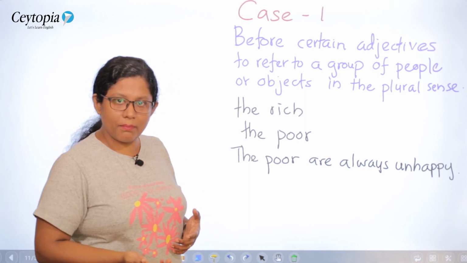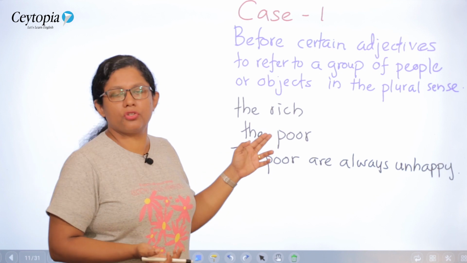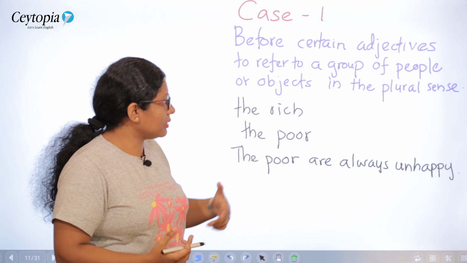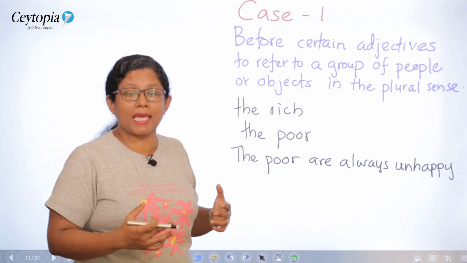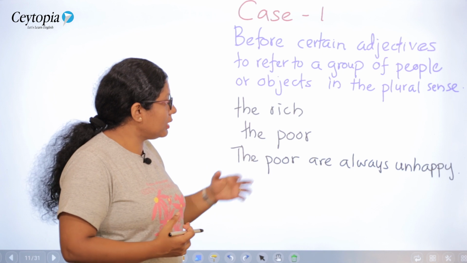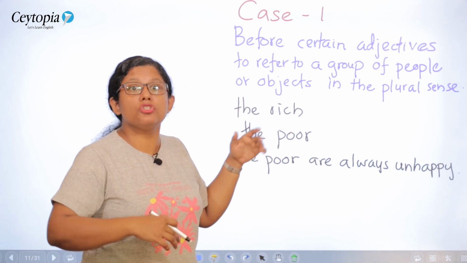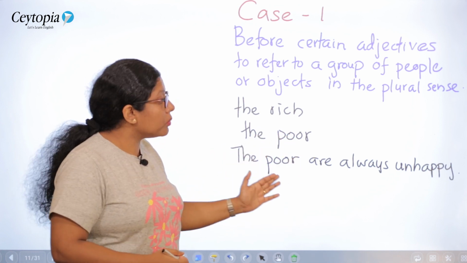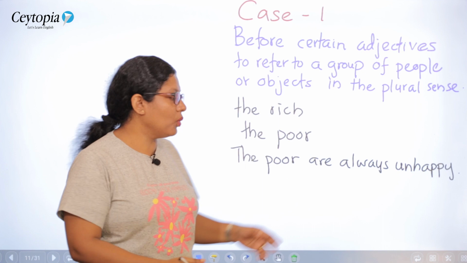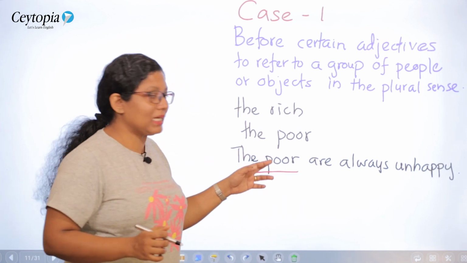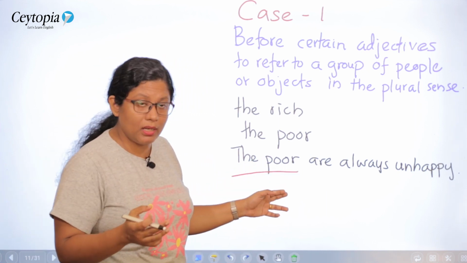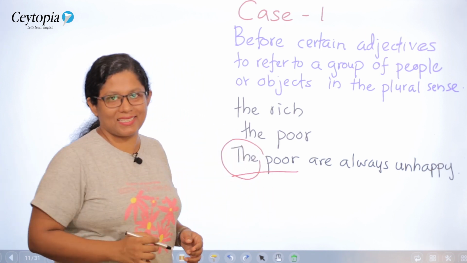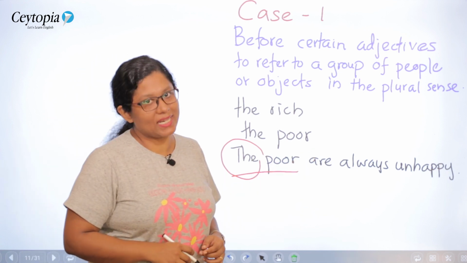Let's take a look at an example and get the idea. The rich, the kind of people, the rich people. Without using the noun "people," we just say "the rich." We convert the adjective "rich" into a noun here. The rich, the poor. The poor are always unhappy. So, when you refer to the category of people, poor people, using an adjective, we use the article. The poor are always unhappy.